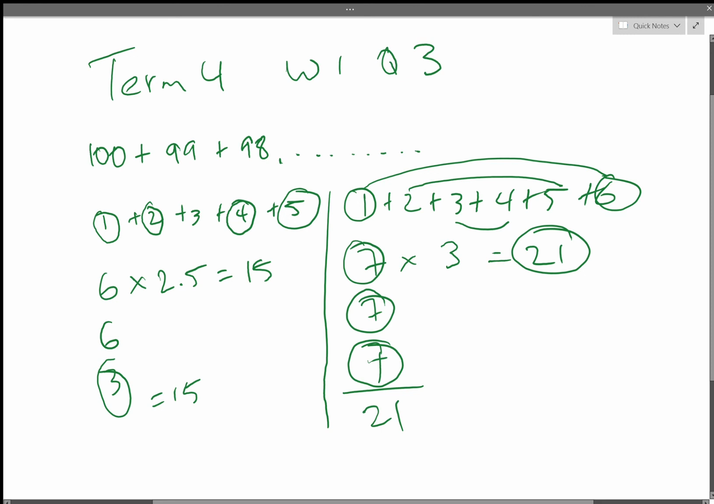So back to our question, 100 plus 1 gives you 101. 101 times 50 will give you the answer 5050.